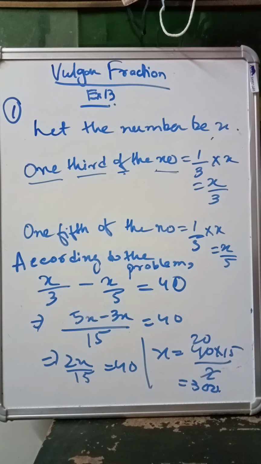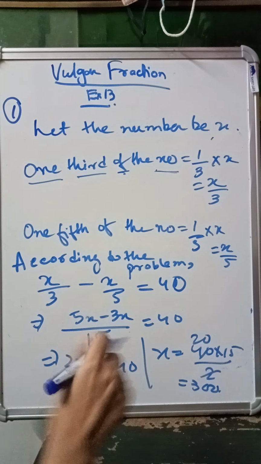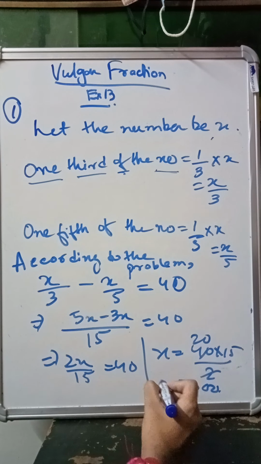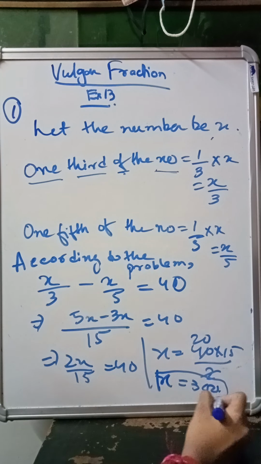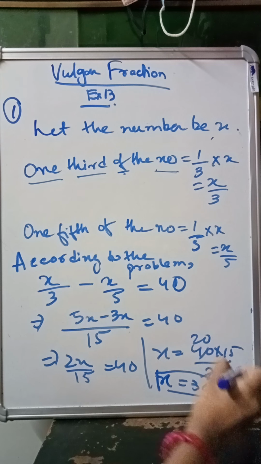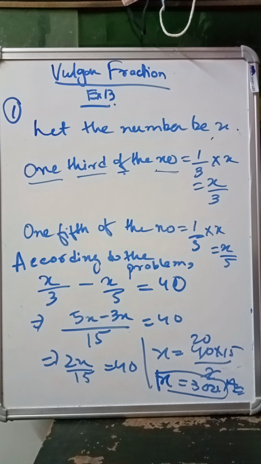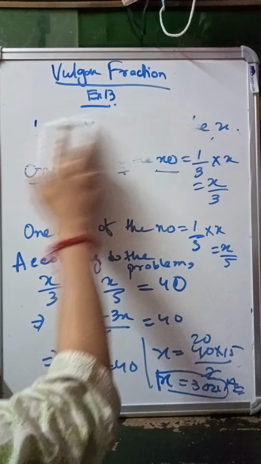So the required number is how much? The required number is 100. So 100 is my answer. Okay, this is my answer. Got it? I hope this is clear. Now let's move on to sum number 2.